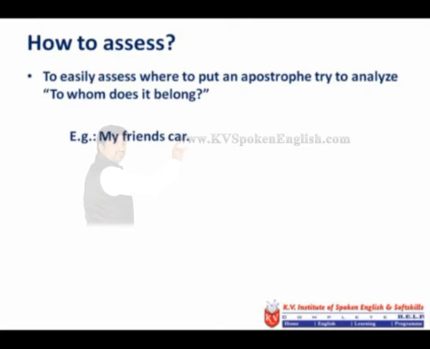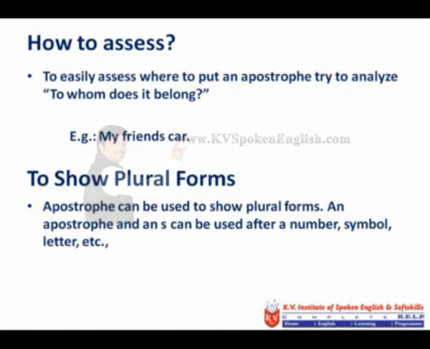Now let's see the second way to use apostrophes, which is to show plural forms. An apostrophe can be used to show plural form. An apostrophe and an s can be used after a number, symbol, letter, etc. 5 sevens, 2 twos.